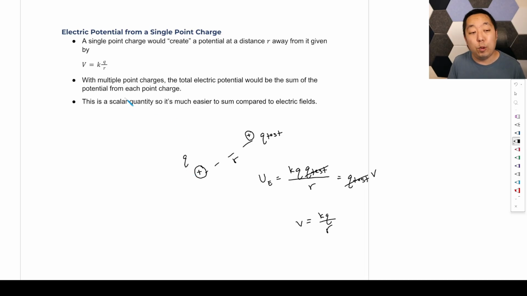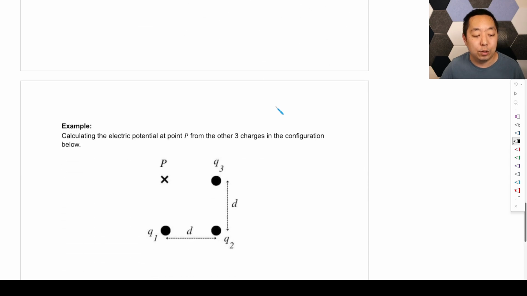So when you have multiple point charges, the total electric potential would be the sum of the potential from each point charge. That's a scalar quantity, so it's easier to sum compared to electric fields. And now we'll go through some examples.